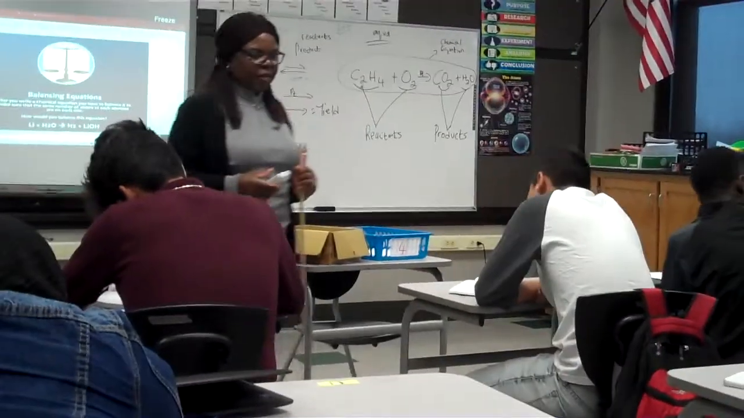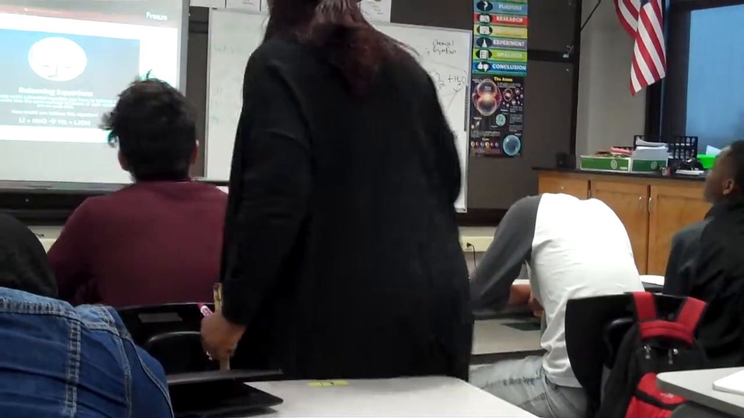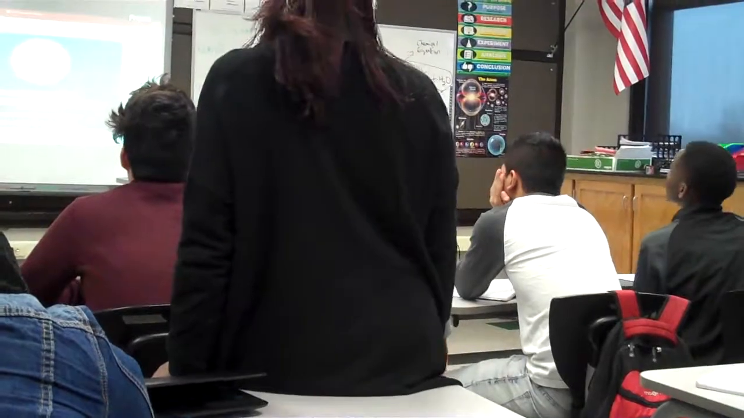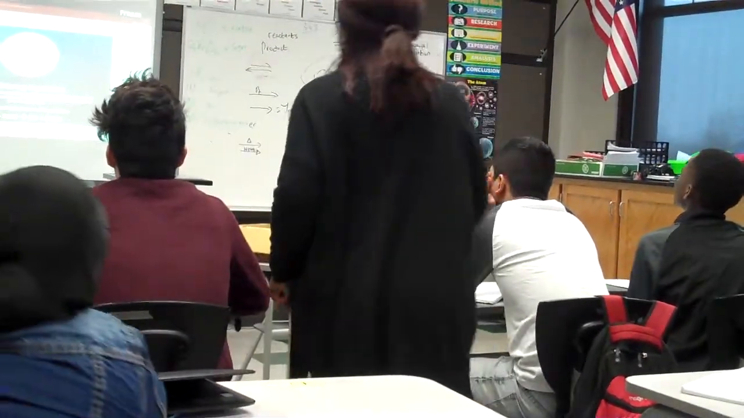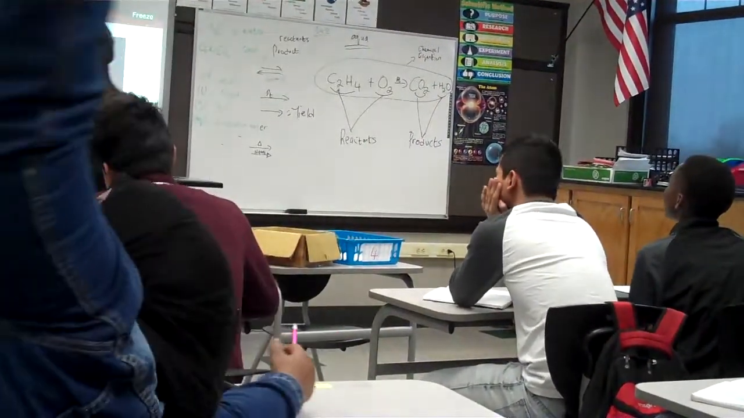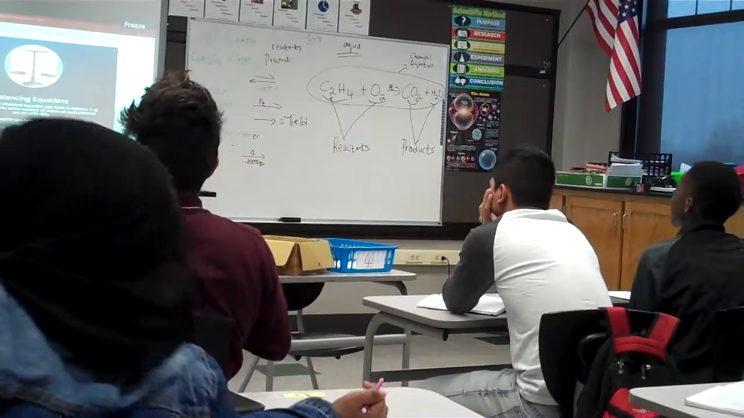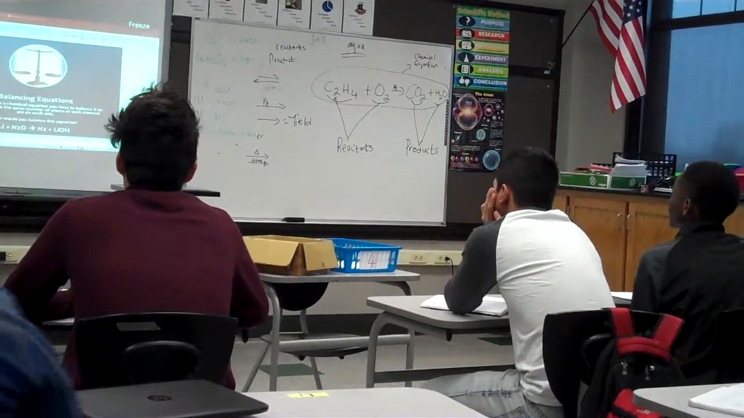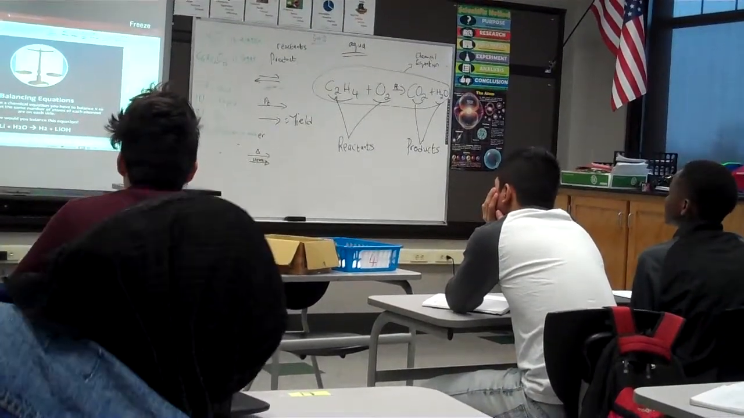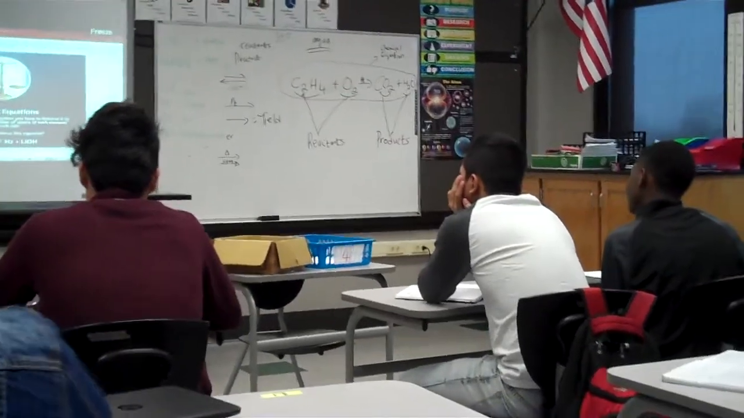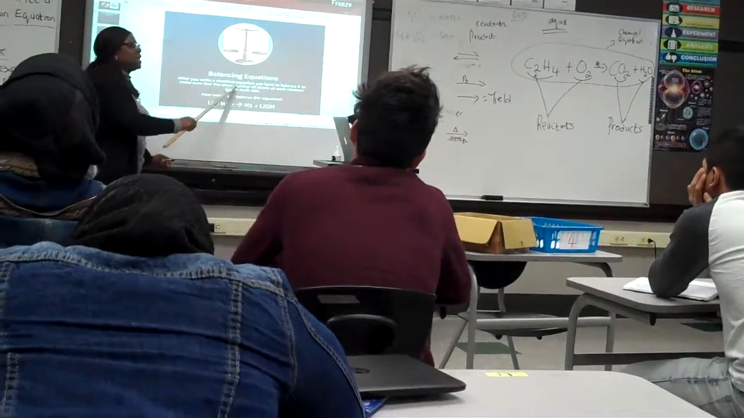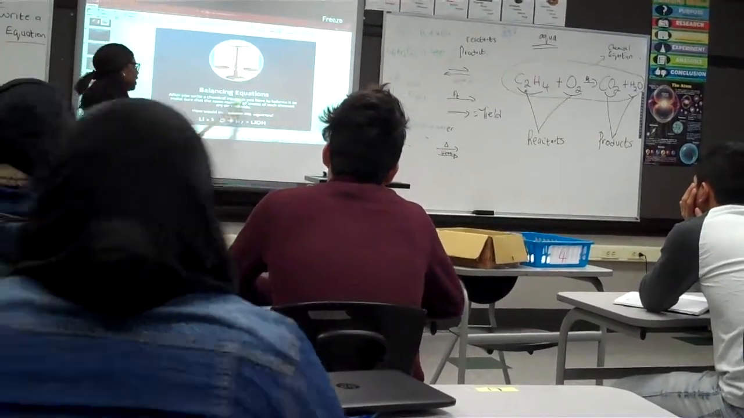Okay. So what do I have on the board? Scale. And after the scale, what do I have? Balancing equations. On both sides. Okay? And that's what we're going to do now. So after you write a chemical equation, you have to balance it to make sure that the same number of atoms of each element are on each side.